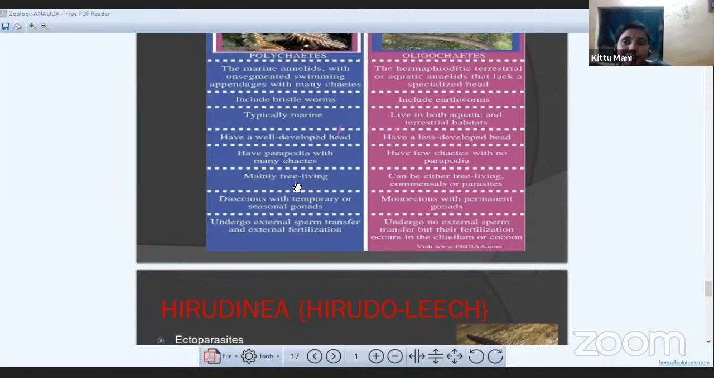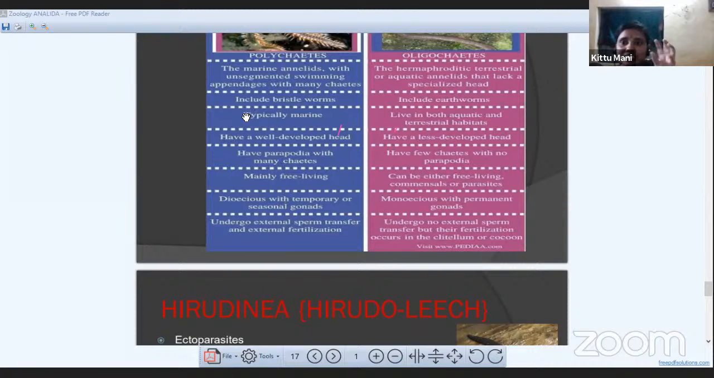Next, they are mainly free living. Free living means they do not depend on any other organisms; they are freely moving. Then they are dioecious with temporary or seasonal gonads. Dioecious means, as we already discussed in reproduction, that the male organism and the female organism are separate. Temporary means that only in the breeding season are the gonads formed in these polychaetes. This is the important one.